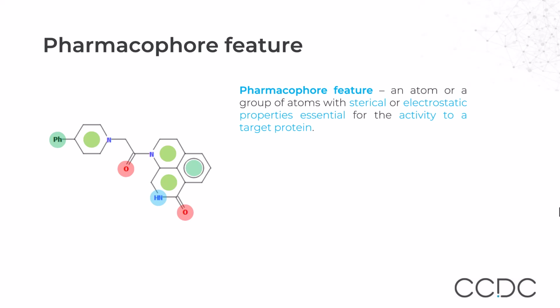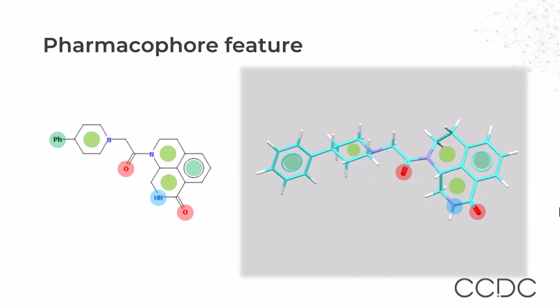These are some functional groups which are very unique, so you can say that these chemical groups can be critical for interactions with my target, so I'll call them pharmacophore features. That's how it looks in 3D, for example, on our compound.